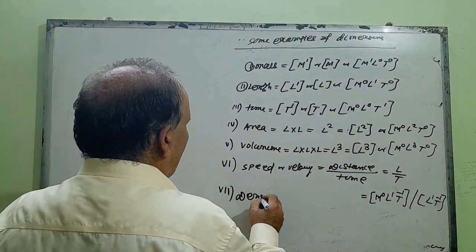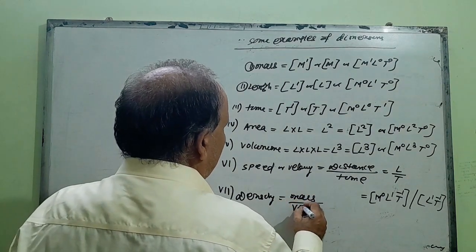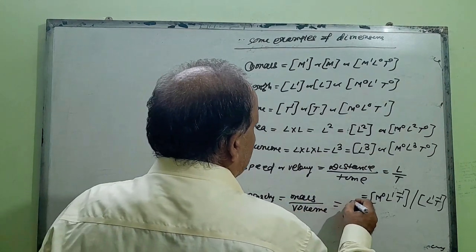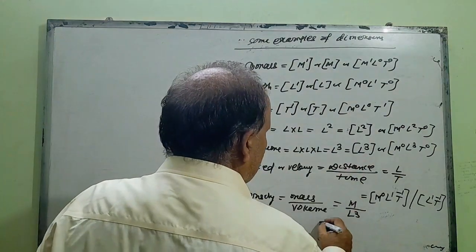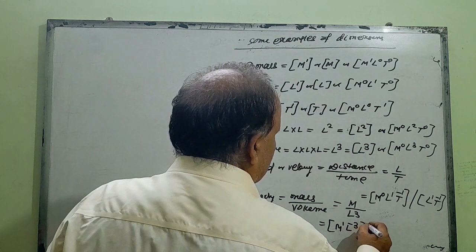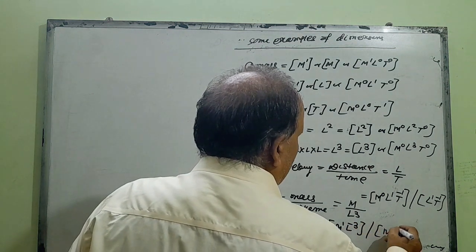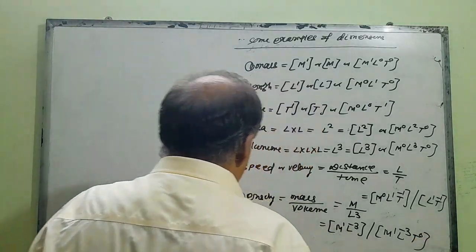After speed, you come to density. I have already told you, density is what? Mass by volume. That is, you can write M by L cube. This is your density. That is M1 L to the power minus 3, or M1 L to the power minus 3 T0. All these are dimensional formulas.